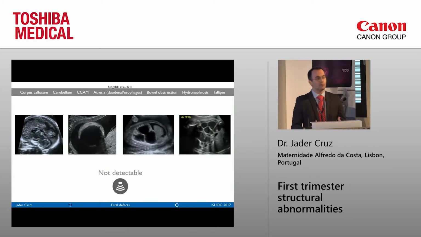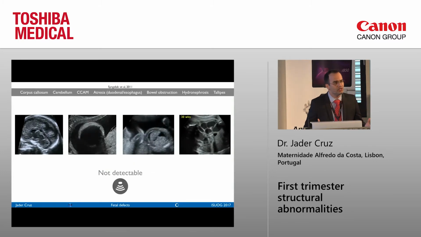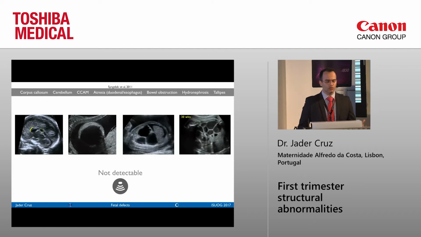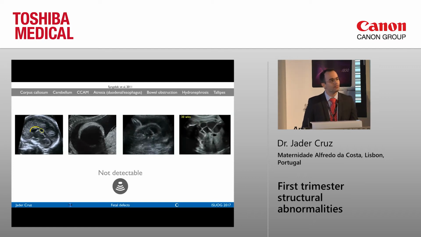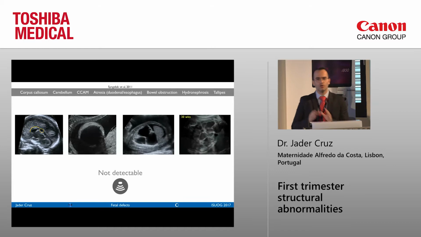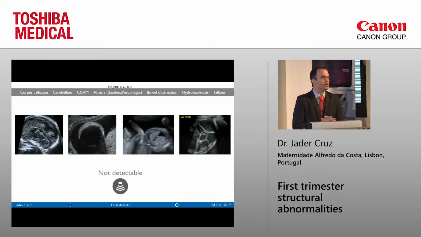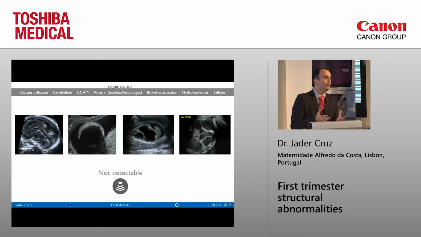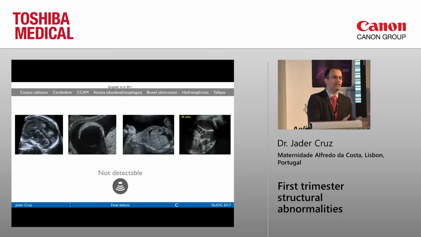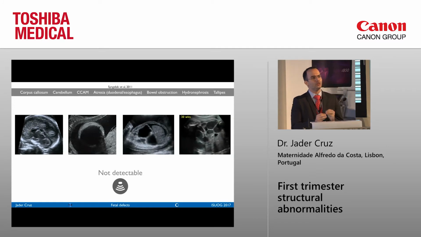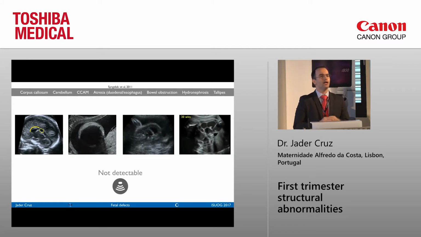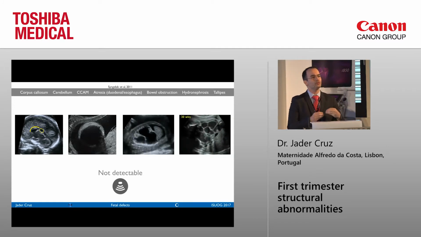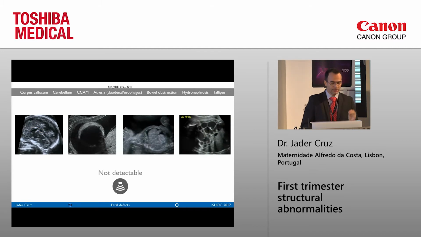These are examples of abnormalities that you are not going to see in the first trimester. You're not going to see, for example, abnormalities of the corpus callosum. That's simple, because the corpus callosum is not there in the first trimester. If the organ that you are looking for is not there, you cannot detect an abnormality. There are studies that show some markers that you can use maybe to suspect, but you cannot really detect the structural abnormality in the corpus callosum.